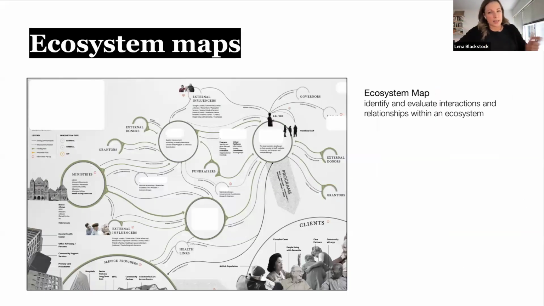So ecosystem maps, I think you all learned a little and talked a little bit about ecosystem maps with Jack as well, but they are non-sequential maps focused on a system of actors. The goal with those is typically to identify and evaluate interactions and relationships within an ecosystem. To create these maps, we usually leverage stakeholder interviews and organizational ethnography. The inputs for these maps usually include the key actors, the relationship flows, touch points, or breakpoints.